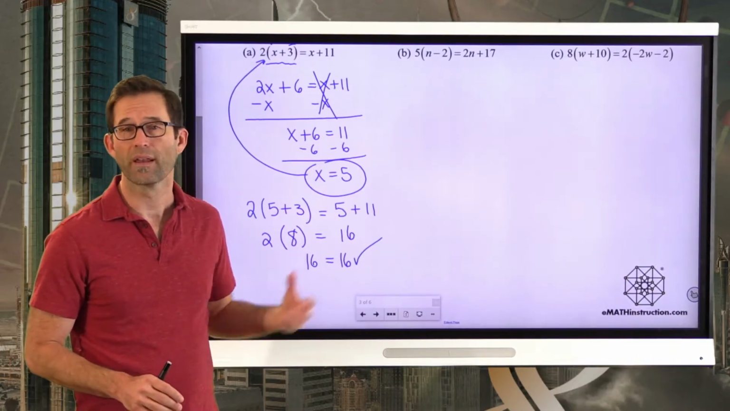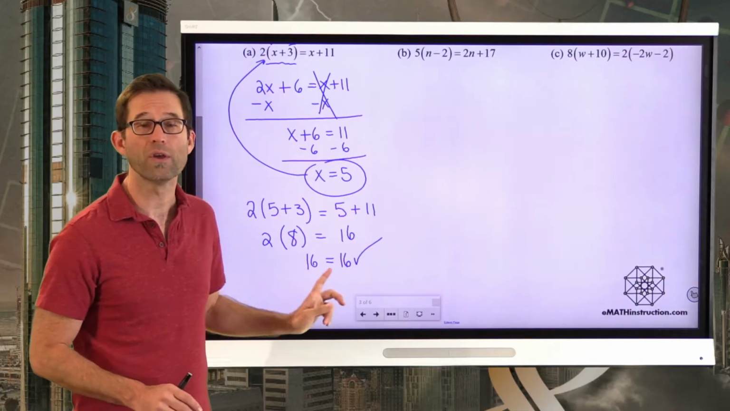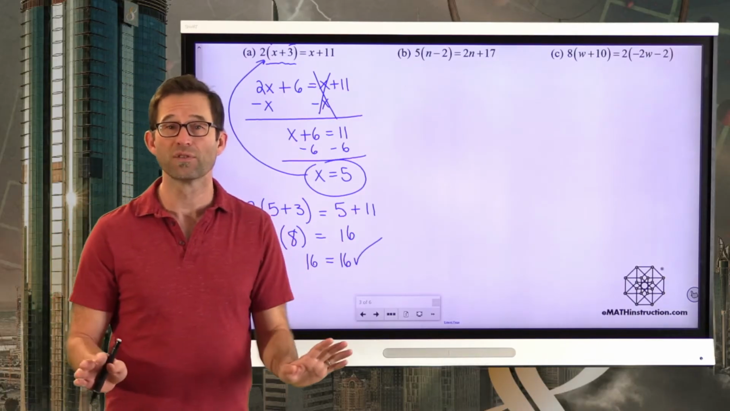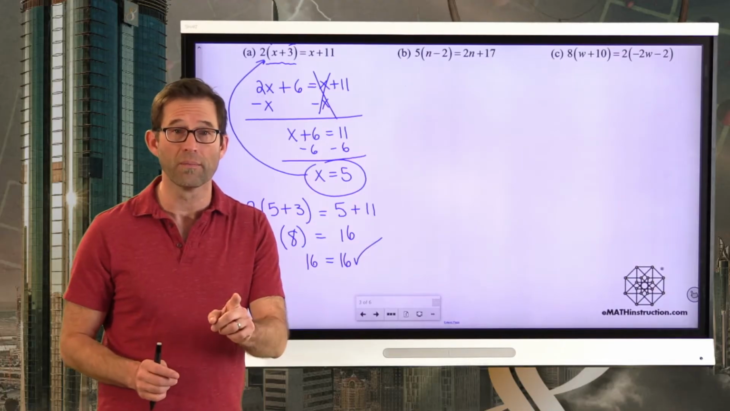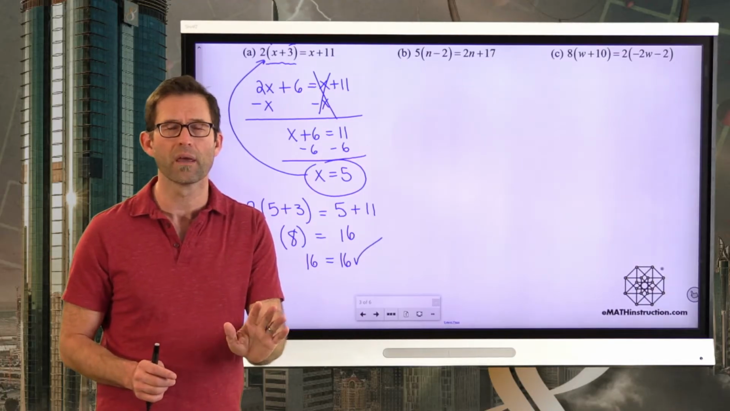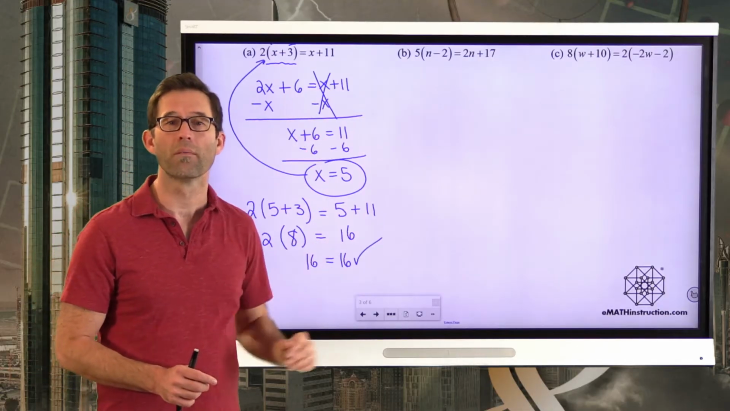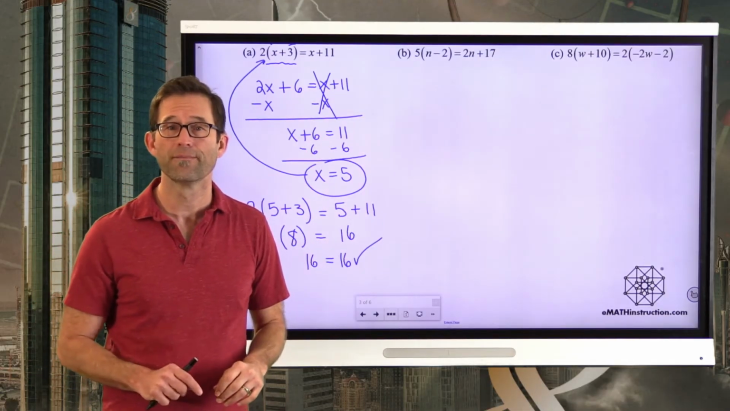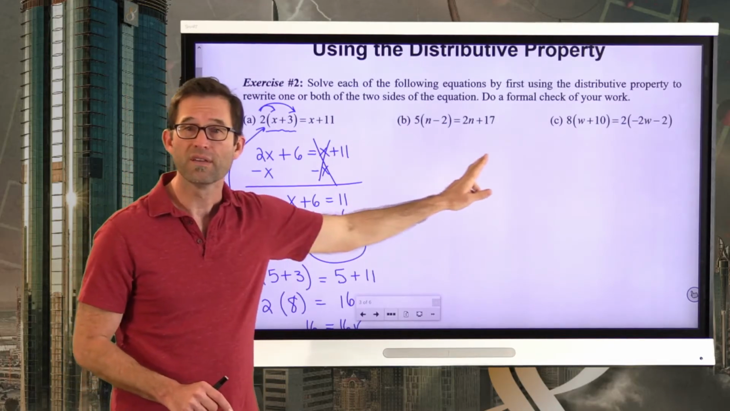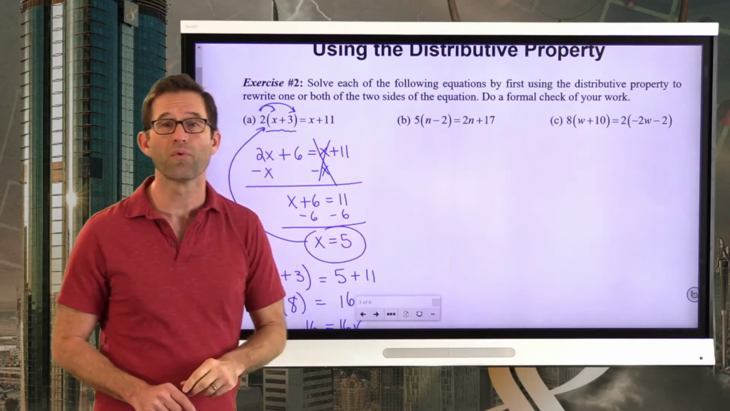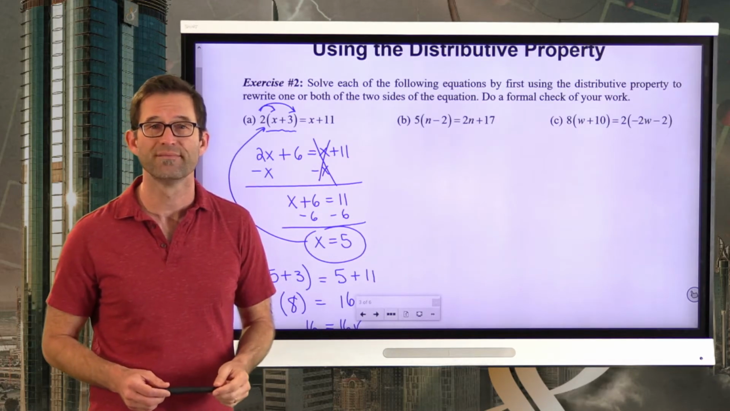If I had made a mistake, and I'd gotten, let's say, x equals 3, and I plugged it back into this equation, I would have gotten something that was false, that didn't work out. And it would tell me not where I made a mistake or how I made a mistake, but that I made a mistake somewhere, and I should go through my lines one by one to see if I can find it. All right, what I'd like you to do now is pause the video, take a few minutes, and work on both letter B, letter C, and do those formal checks.